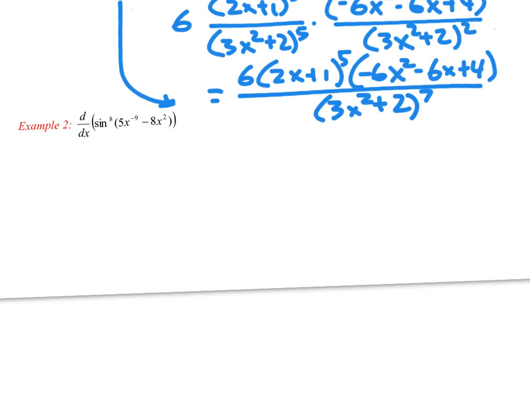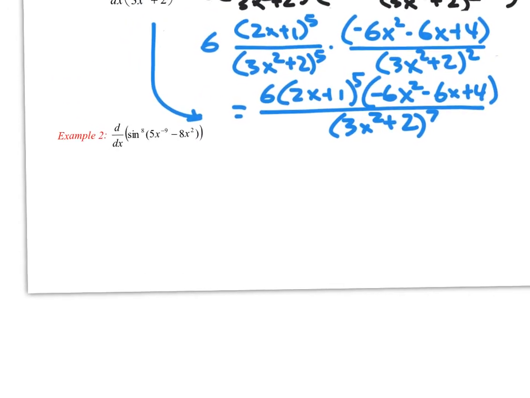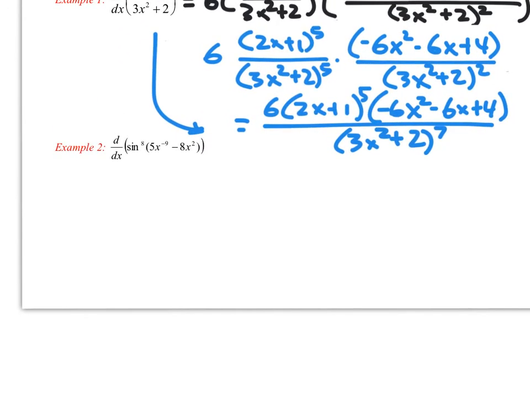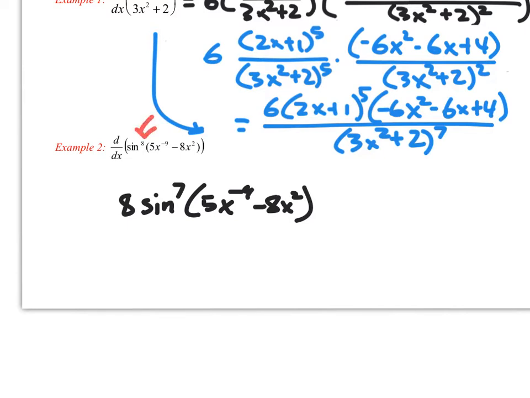So outside function, looks like I'm going to have multiple chain rules going on here. So the derivative of the very outside function would make this 8 sine to the 7th power of (5x to the negative 9th minus 8x squared). Now let's make our way into the next level, right? So this is our outermost function. Our next function is going to be the sine function.